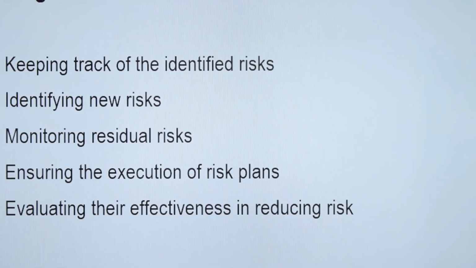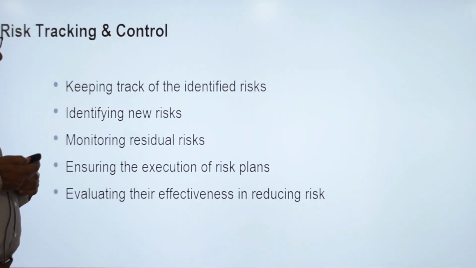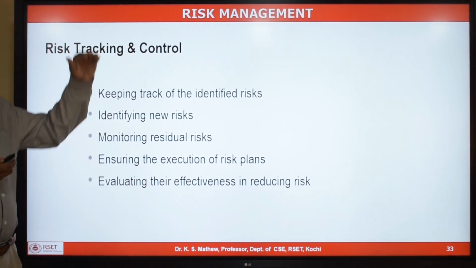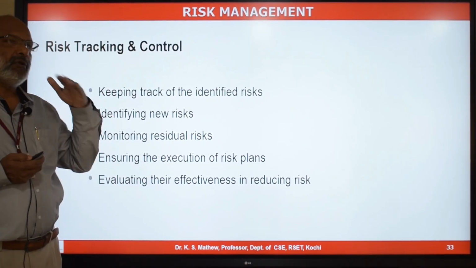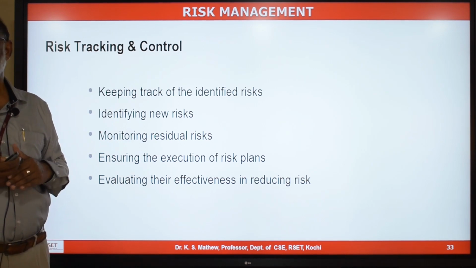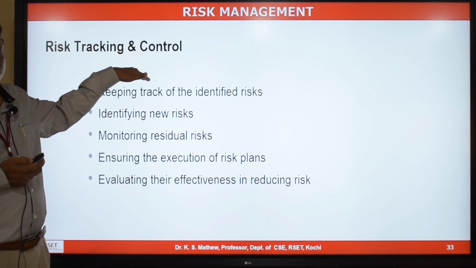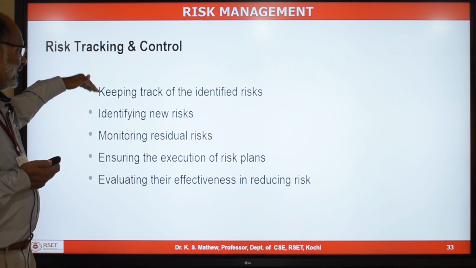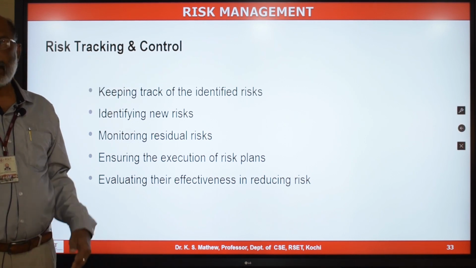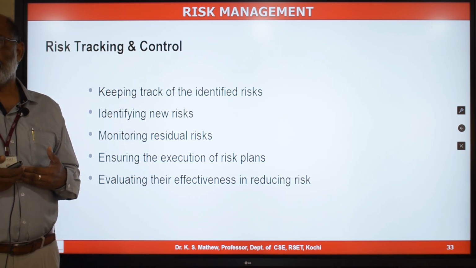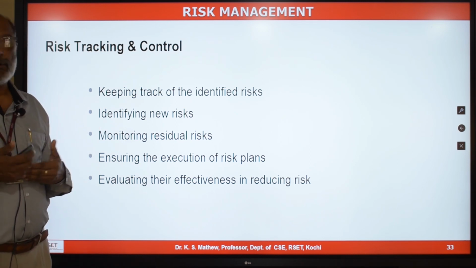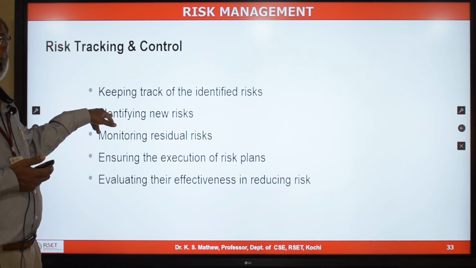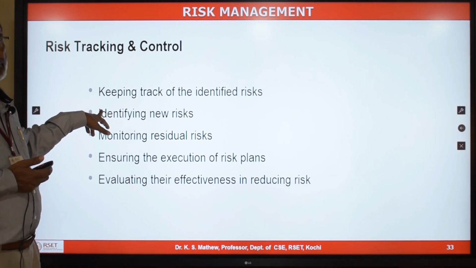The last process is risk tracking and control. The main aim of this process is keeping track of the identified risks. You have already identified the list of risks. You need to keep track of these risks or monitor them continuously as part of your project progress and status monitoring. You will also identify new risks as part of risk tracking during the project status and progress review, because some risks you may not have identified in the beginning may be identified during the project.